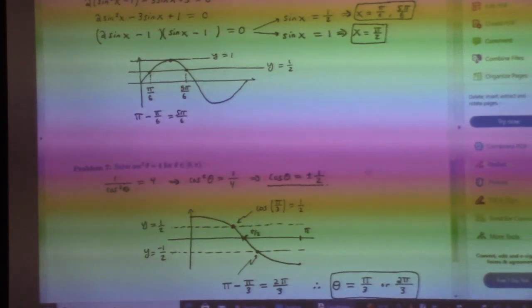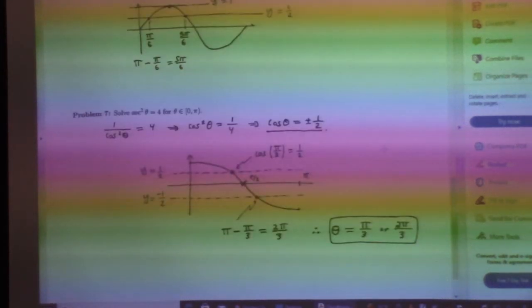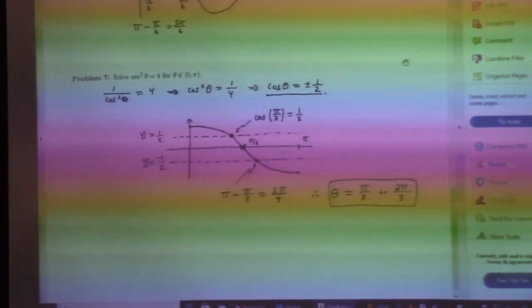Close is better than nothing. Let's see here. And then for this one, I think I solved this kind of problem in class by looking at the graph of secant. And I thought to myself, that's dumb. I should prefer to look at the graph of cosine.